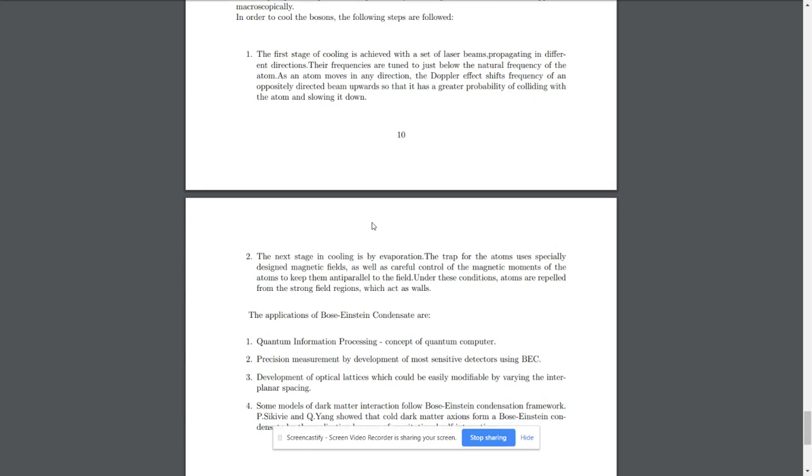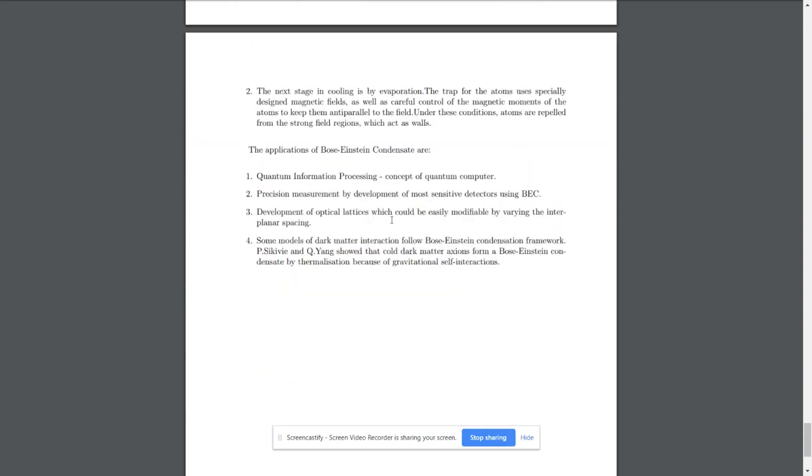Some applications of Bose-Einstein condensate are: it is used in the development of quantum computers and in quantum information processing. It is used to build precise measurement tools that utilize Bose-Einstein condensates and their experimental setups. Some models of dark matter interaction follow the Bose-Einstein condensate framework.